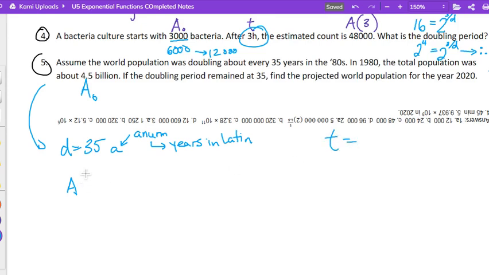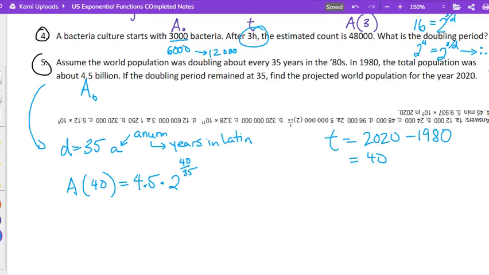Now, I don't say A at 2020, right? Because 2020 years is not what has passed. The t is going to be 2020 minus 1980. How much time has elapsed? How much time has gone by? That's going to be 40 years. So I want to know the population after 40 years. At 1980, it was 4.5 billion, right? How much time has passed? 40 over 35.